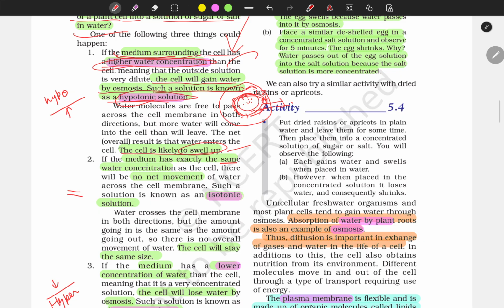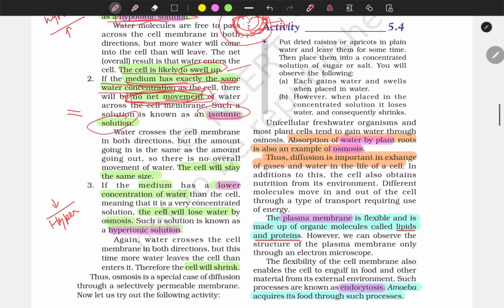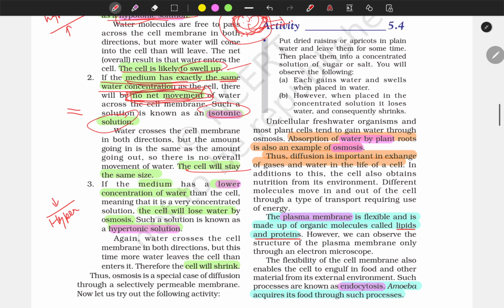Now, what is the other type of medium? If a medium has exactly the same water concentration, there is no net movement. There will be movement, some will go outside and some will come inside, but there will be no net movement because overall they remain in equilibrium. This type of medium is called an isotonic solution, and the cell will stay the same size.